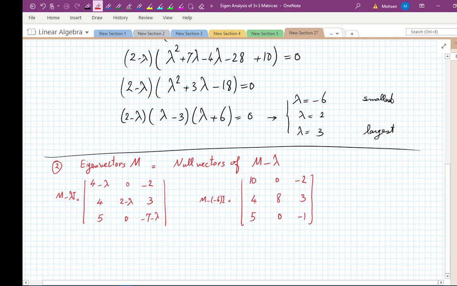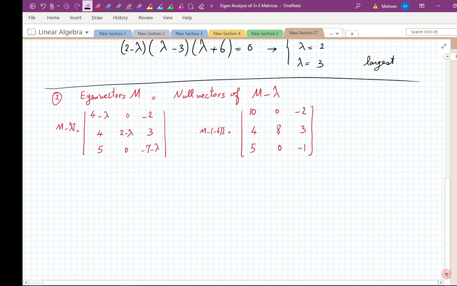Okay, what do I want to do? I want to find the vector that when it multiplies this becomes 0. That would be the same as the eigenvector of the original matrix. So what I want to do is to solve the following: 10, 0, minus 2; 4, 8, 3; 5, 0, minus 1, times what vector? x, y, z is going to give me zeros.